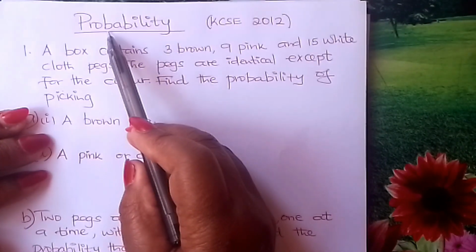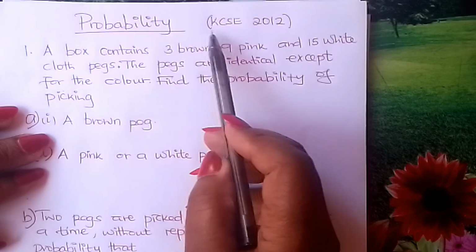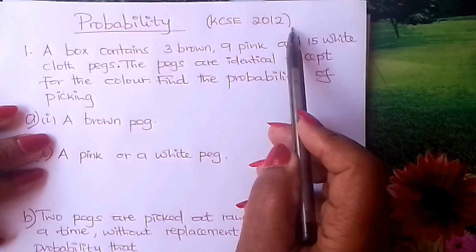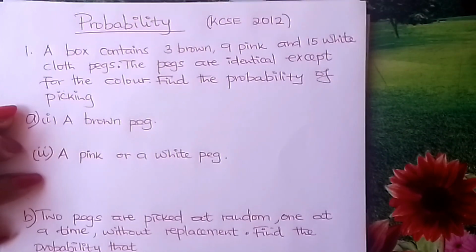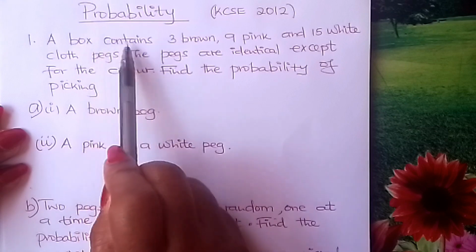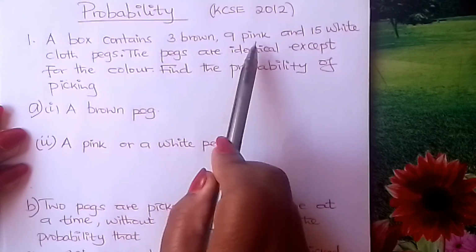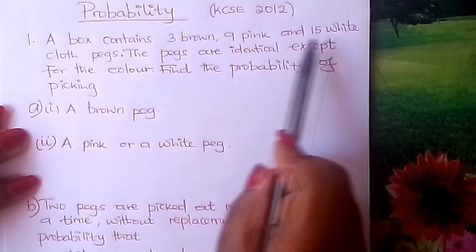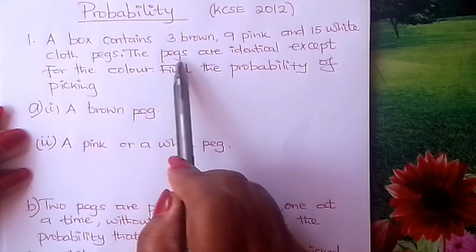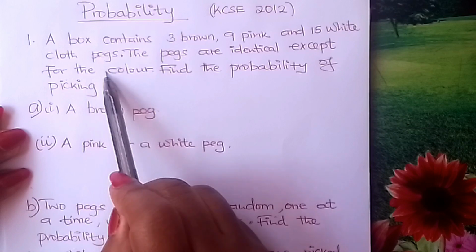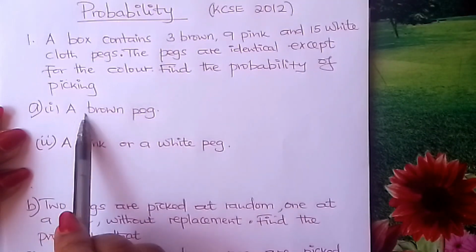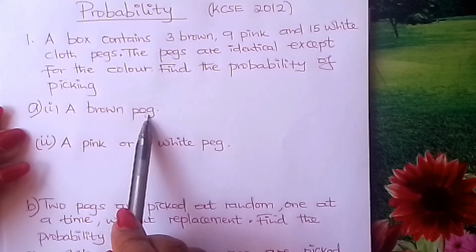I would like us to look at a question here to do with probability, which was tested in KCSE back in 2012. Let us go through it, learners. We are told that a box contains 3 brown, 9 pink, and 15 white cloth pegs. The pegs are identical except for the color. Find the probability of picking a brown peg.